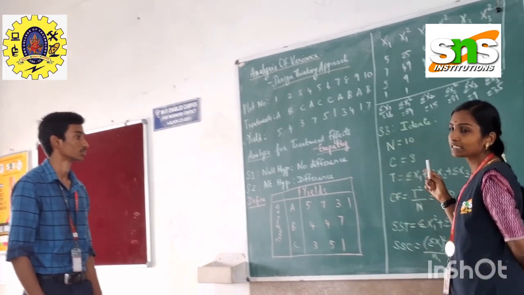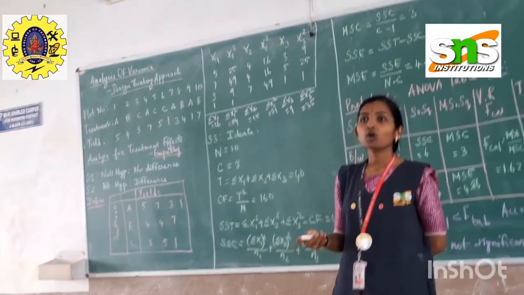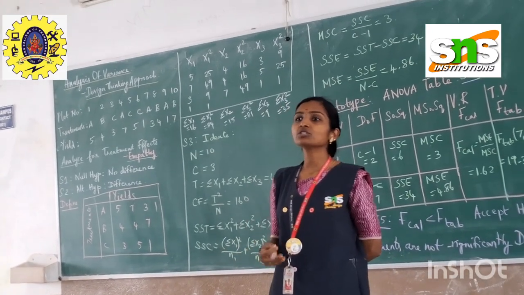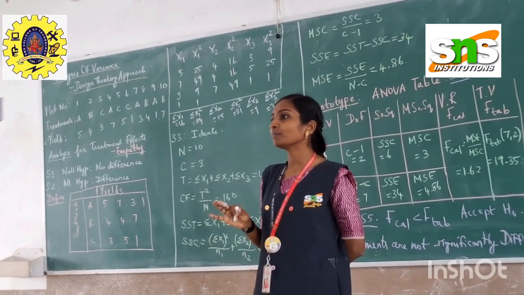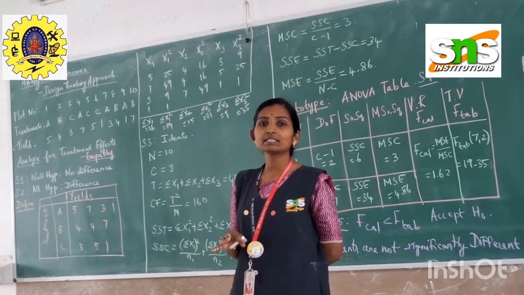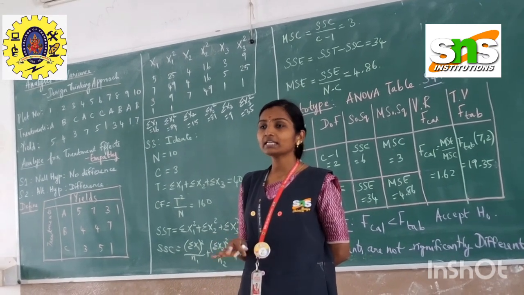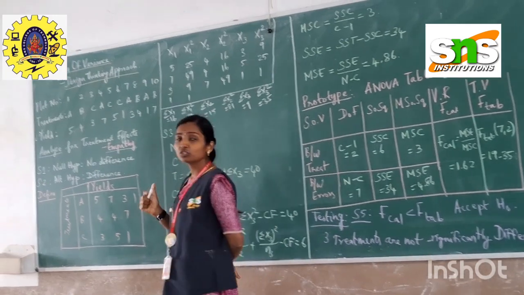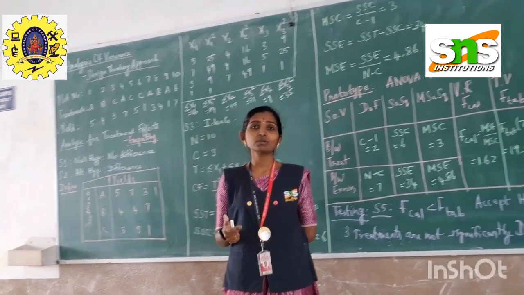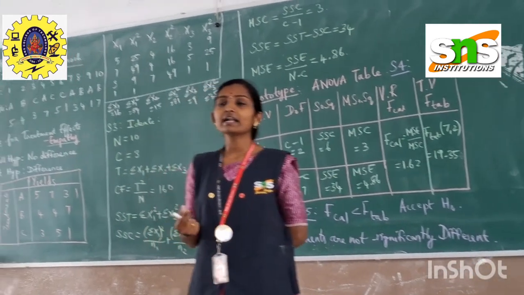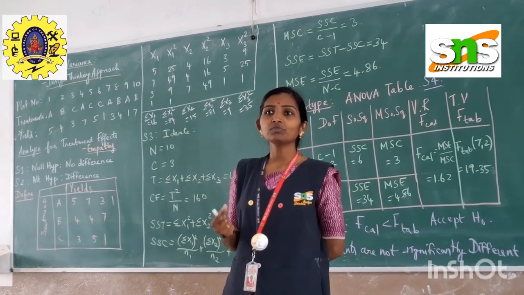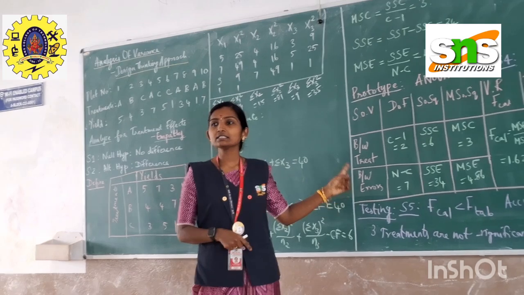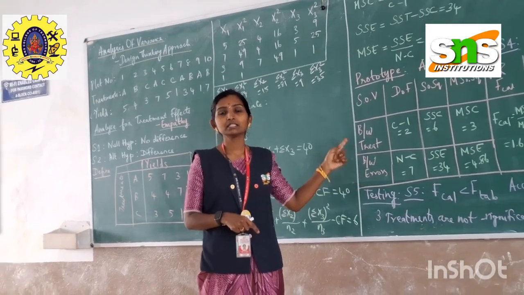What is our next stage? We have to formulate it. What type of formulation we can choose for this analysis? Analysis of variance can be categorized into 3 methods, which are completely randomized design, randomized block design and Latin square design. For this particular agriculture problem, we can take the completely randomized design concept, wherein we will be analyzing the treatments and the errors as explained in the table.